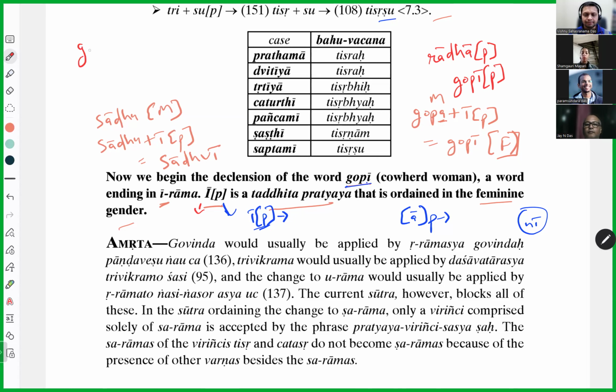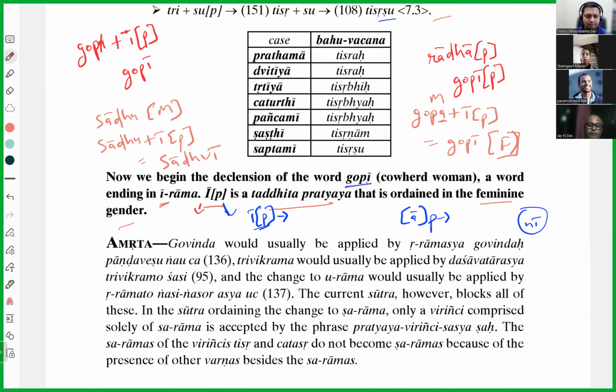Like Gopa is a pulling masculine word, and when we add this Eep pratyaya, by some rule, a gets deleted and we get gopi. So this eep is actually added to make the word into a feminine word. Now the next word is gopi shabda.